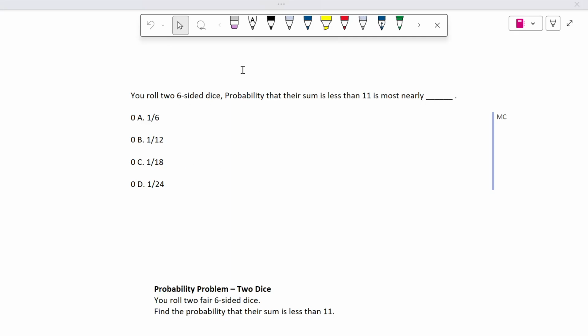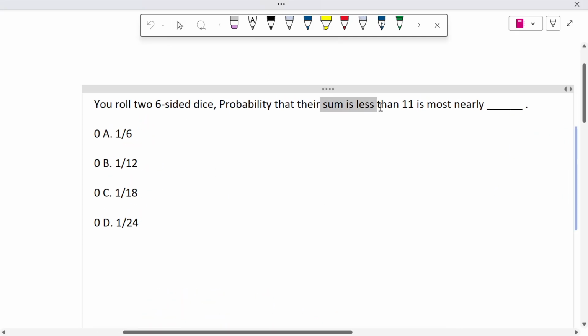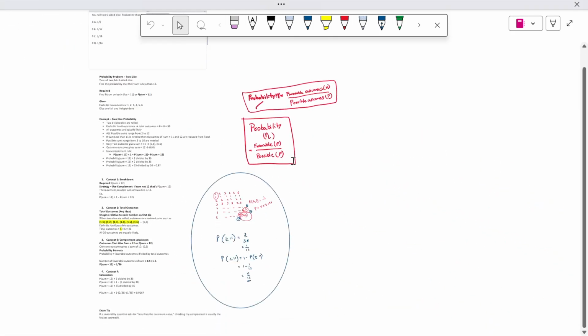You roll two 6-sided dice. What is the probability that the sum is less than 11? Okay, whenever they ask you the sum is less than 11, you can find the probability that the sum will be 11, and you can subtract that from 1. Okay, but one catch: you have to find the probability that the sum is greater than or equal to 11 and then subtract that, because I will explain it in a second.